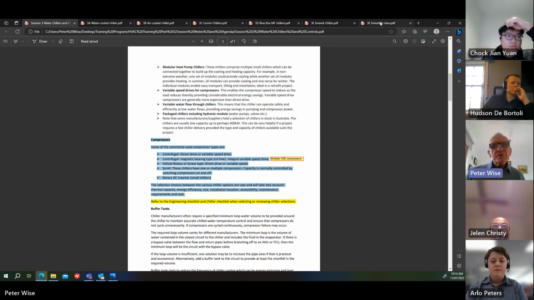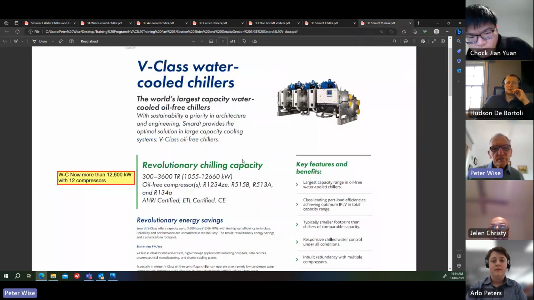This is just something I had a look at this morning. V-class water-cooled chiller. Can you still see that? Just nod your head.